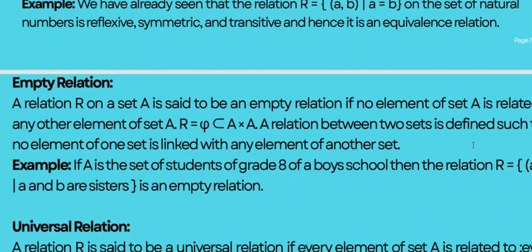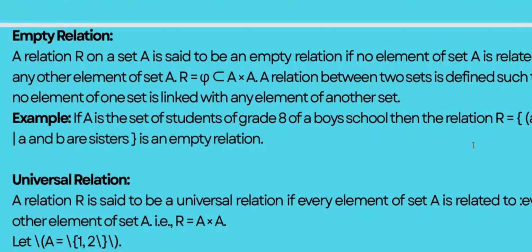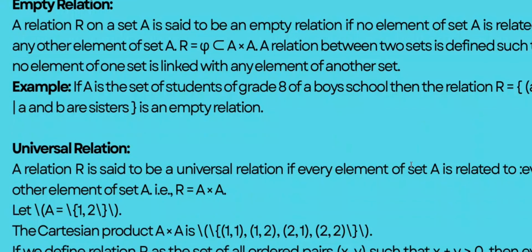So now what is called an empty relation? The meaning is that none of the elements in the set have any relationship with any other element in the set. That is called an empty relation. That is, values in a set are not making any relationship with another set. So that is called an empty relation. See, this is one example for an empty relation.